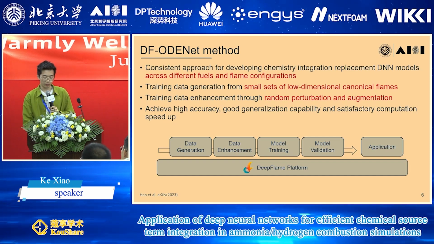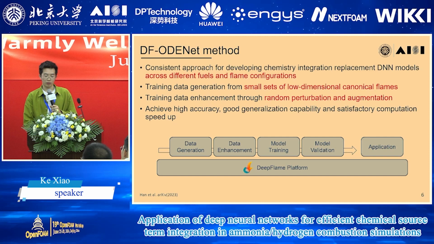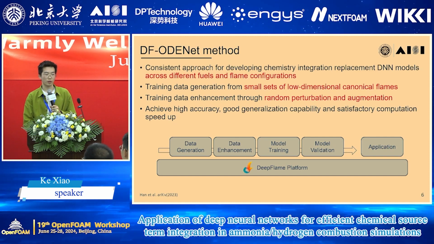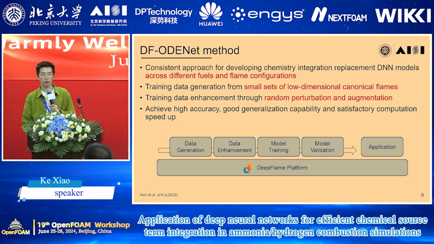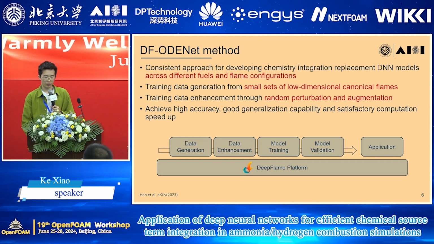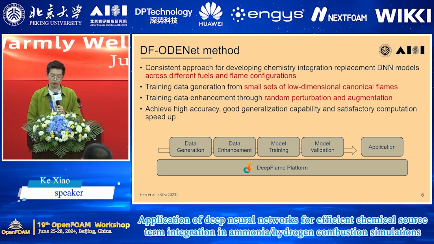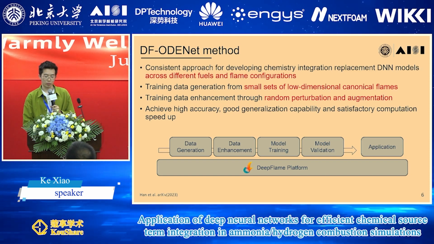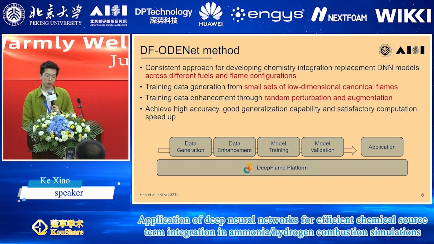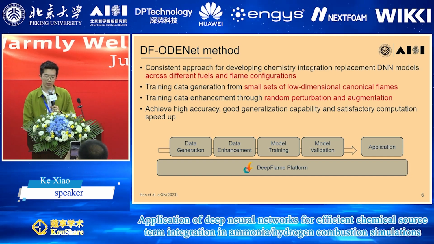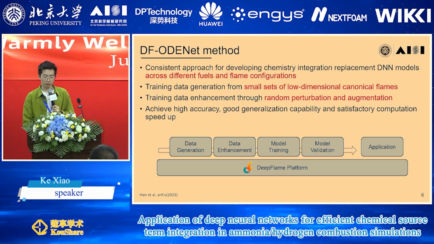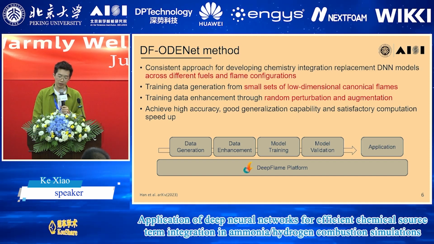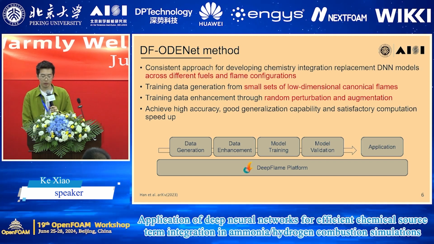Our team proposed a method we call DFODNet. It provides a consistent approach for developing DNN models to replace chemistry integration across different fuels and flame configurations. The idea is to generate training data from low-dimensional canonical flames and enhance it through random perturbation and augmentation to meet the requirements of fully three-dimensional simulations. This method's objective is to achieve high accuracy, good generalization capability, and satisfactory computation speedup.